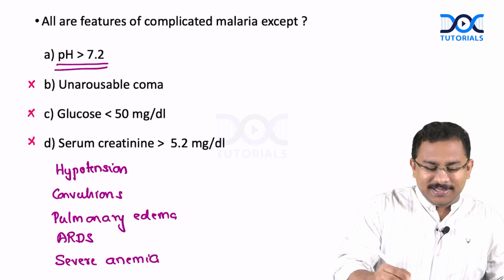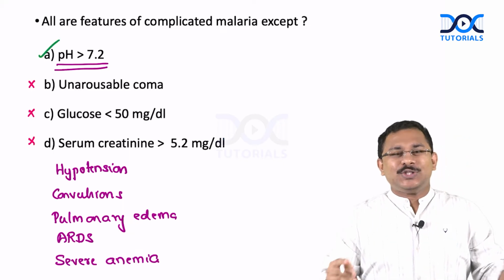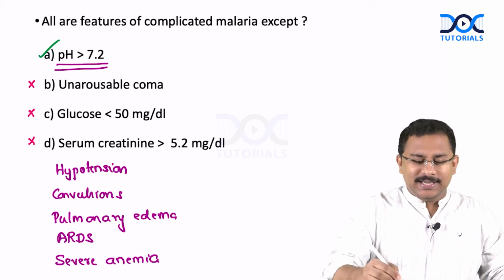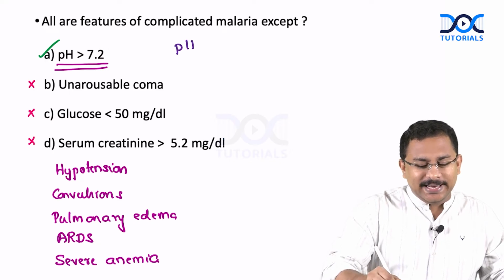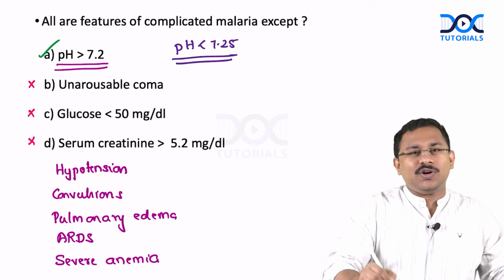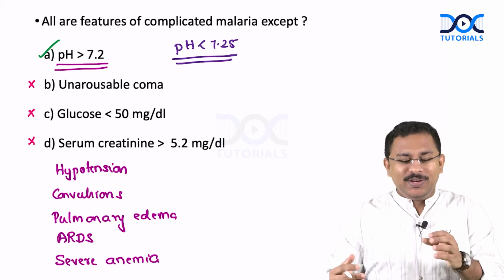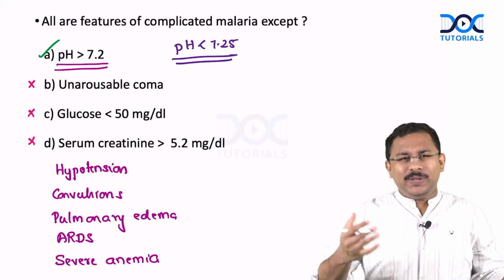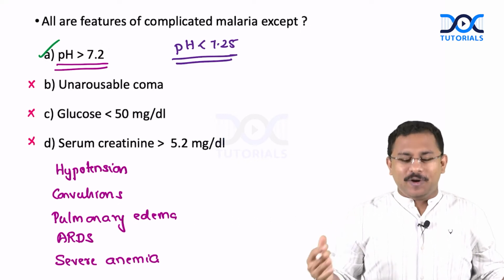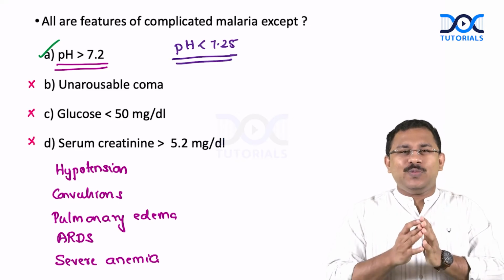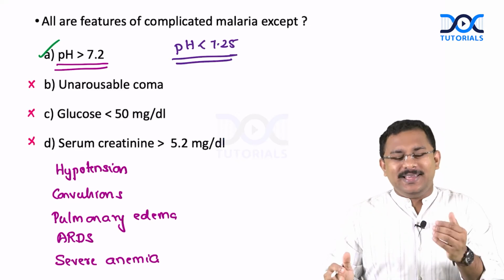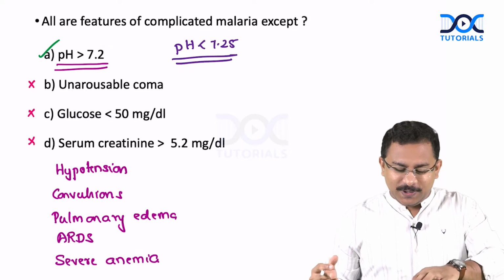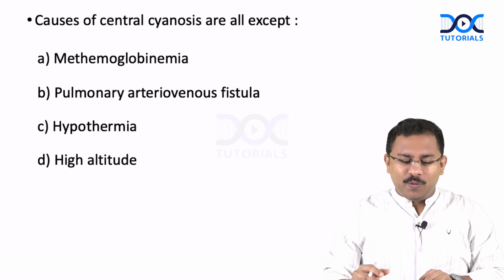Regarding the first option, that is not a feature of complicated malaria. So how can I correct option 1? It's not alkalosis, it is often acidosis. That is when the pH actually goes less than 7.25 and the patient goes on to have severe acidosis. That is when you say, okay, this is a complicated malaria. So the first one should have been pH less than 7.2, which is a feature of complicated malaria. Even in your Harrison textbook, you will find a table where they have listed the features of complicated malaria, and commonly it occurs with falciparum malaria.